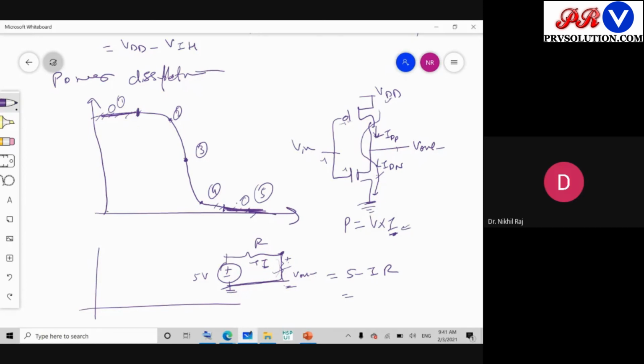So you will see the power curve. The power curve will go like this. In this region, power is so small, and it will give a maximum power at this point, and then it will decrease like this. So this is the power curve. Okay, here the maximum power will occur when both the transistors are in the on condition.